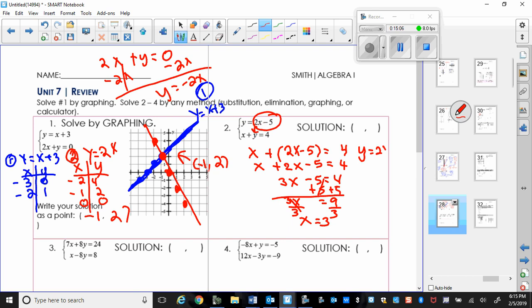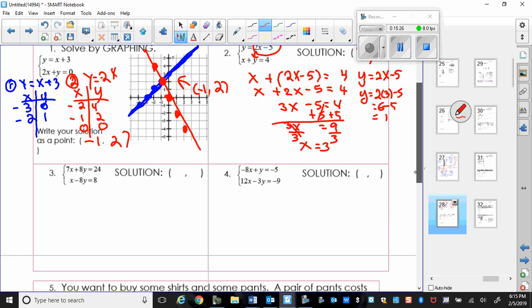Now, what about what y is? Well, y equals 2x minus 5. I'm going to plug x in, and I get 6 minus 5 equals 1. So my solution is, well, my x value is 3, my y value, comma, is 1.